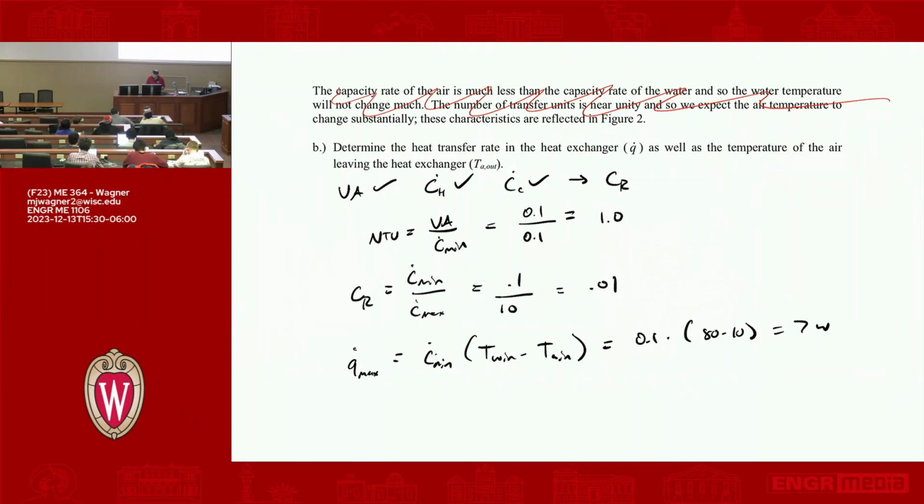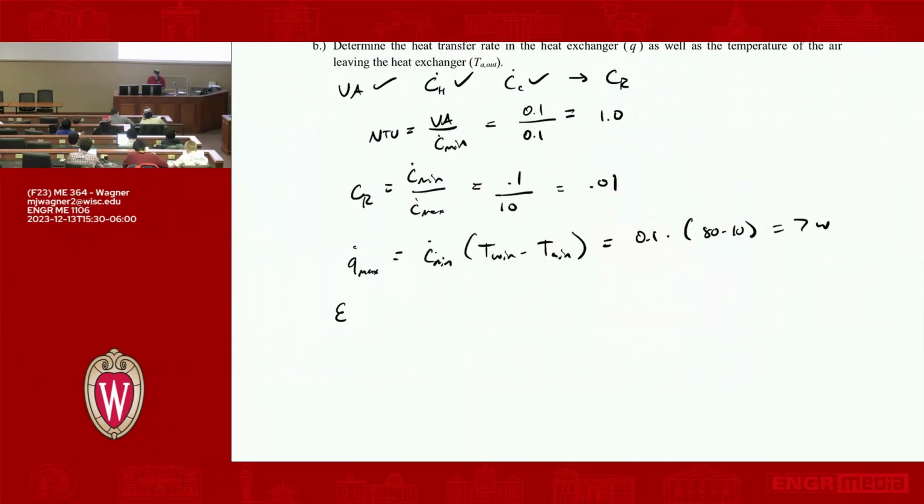All right, so now at this point, I can go look for effectiveness. What I would need to do is pull up the relationship. I don't have it in the solution here, but basically you go to the table for parallel flow, and plug in your information that you have here, and from this you would get an effectiveness of 0.64.